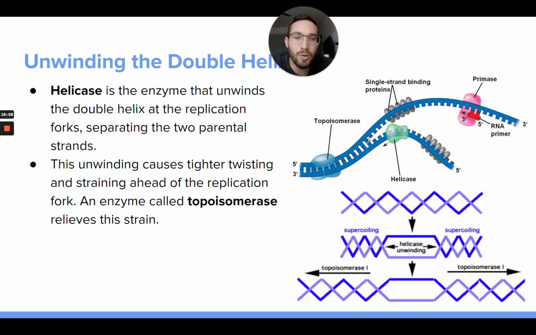He's an enzyme who will be ahead of helicase, ahead of the replication fork, and he's going to relieve the supercoiling. So he can actually break the DNA strands and allow them to unwind a little bit so that they don't get too coiled and end up damaging the DNA. So there's two of the enzymes you guys need to know. Helicase unzips it, topoisomerase relieves the supercoiling ahead of the replication fork as helicase is unzipping the DNA.